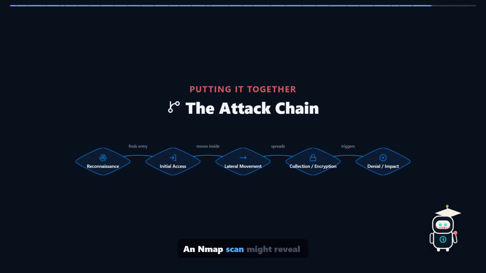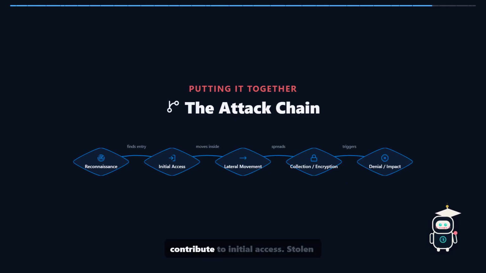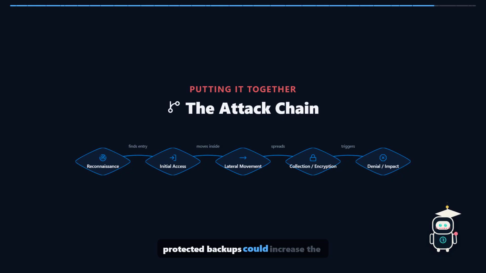An Nmap scan might reveal exposure. A phishing message might contribute to initial access. Stolen credentials might enable access to another resource. Weak segmentation might make lateral movement easier. Poorly protected backups could increase the impact of ransomware.